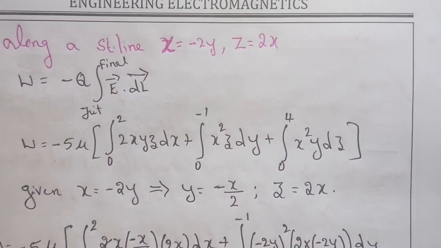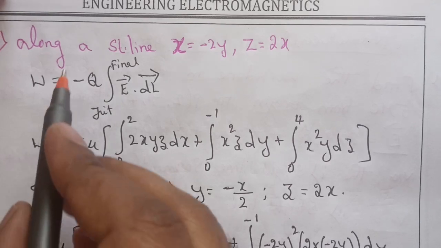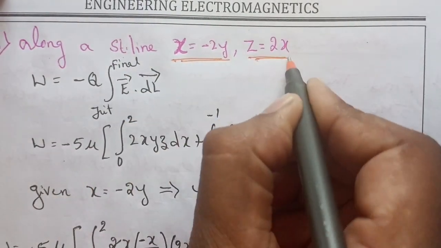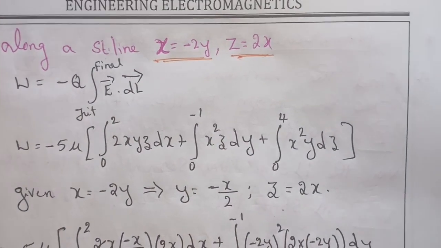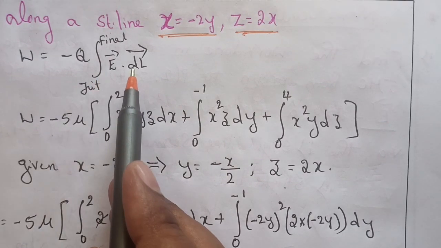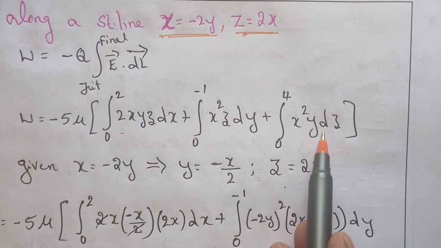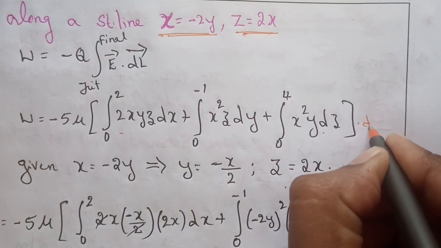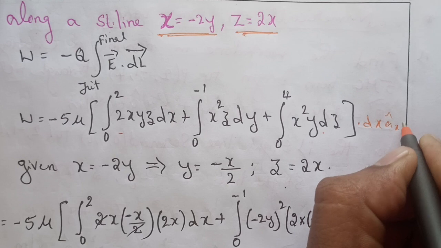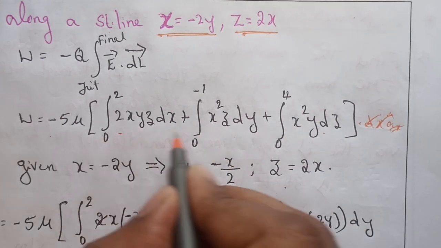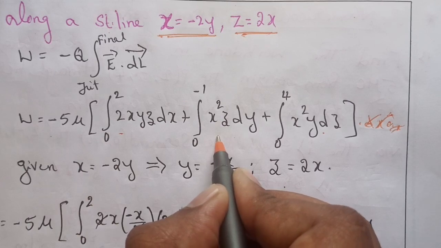Similarly, if you take the second sub question, that is along a straight line, x equals minus 2y and z equals 2x, I use the same formula: the work done is minus q times the integral of E dot dl. E is already given, and dl we should write as dx ax plus dy ay. But after simplifying this in terms of dx, we got this expression in the previous sub question.